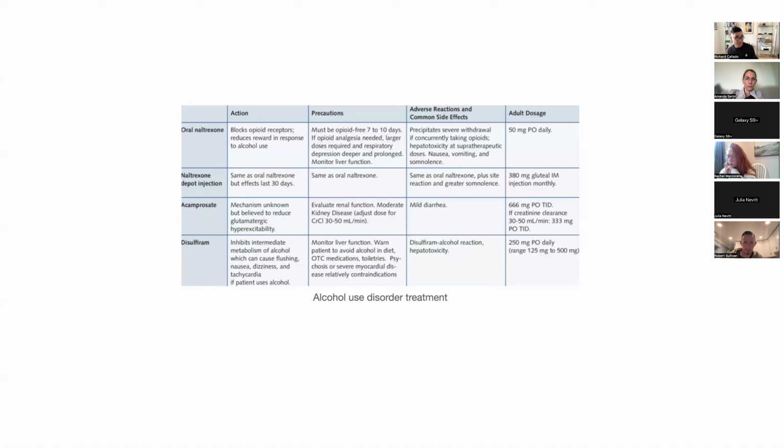What is acamprosate? It helps with cravings also. And make sure you check kidney functioning with acamprosate, because it's metabolized in the kidney and excreted in the kidney. So if anyone has impaired kidney functioning, be careful giving them acamprosate. Make sure you check creatinine clearance and also check GFR.